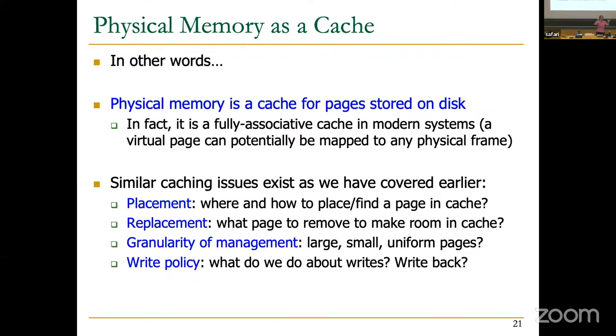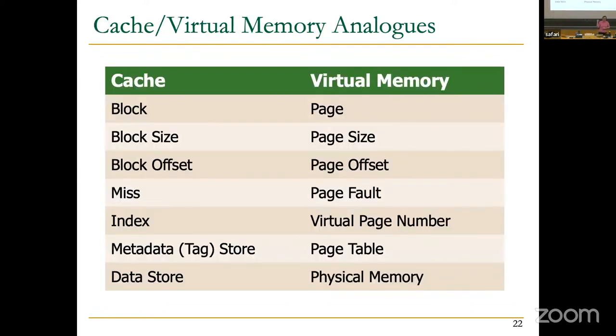We just changed where the cache is, essentially. Okay, so this is essentially an analogy. A cache block is analogous to a virtual memory page. Cache block size is analogous to page size. Block offset is a page offset. A cache miss is essentially a page fault in this case. The index into the cache is the virtual page number in this case. The tag store, the metadata store, is the page table, and the data store is actually the physical memory. Physical memory is your data store right now. Okay, I like the slide, as you can see. It simplifies a lot of the concepts.